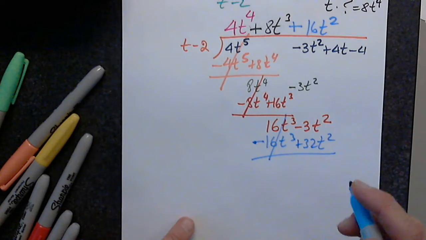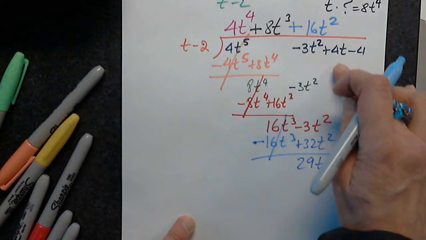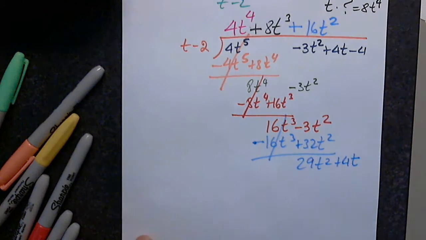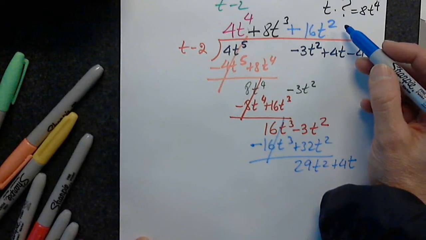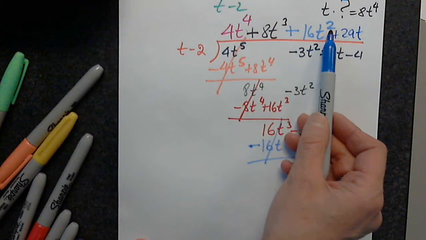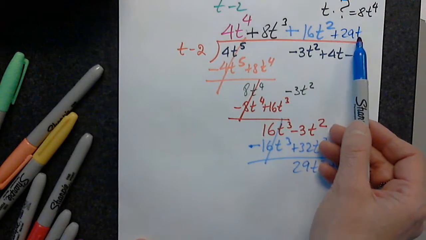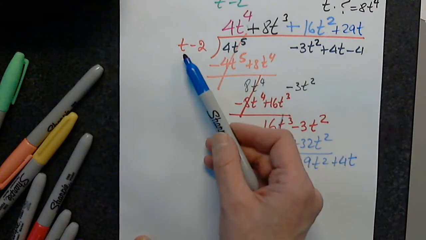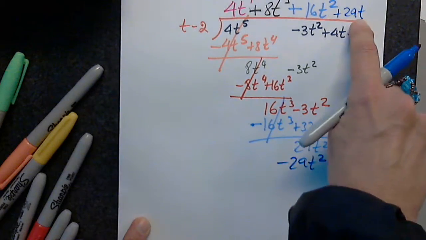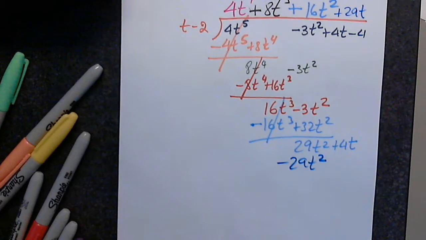32 minus 3 is 29t squared, and I bring down the next in line. Plus 4. Good. Now, t times what is 29t squared? And I need a symbol first. Positive 29t. Notice one more time: degree 4, degree 3, degree 2, degree 1. So now 29t times t is 29t squared. I have to lie.